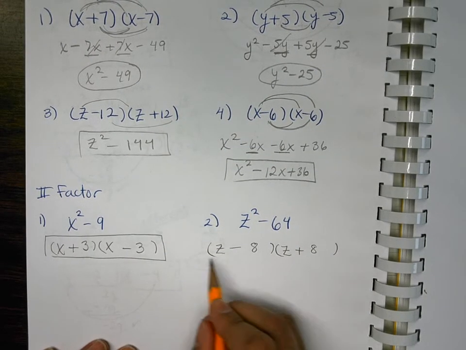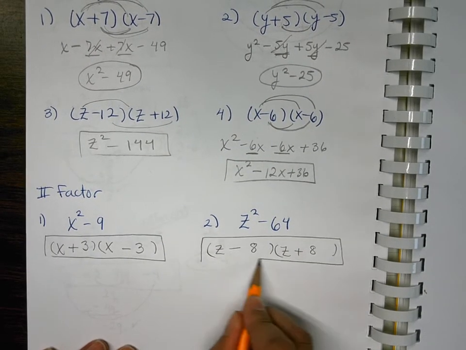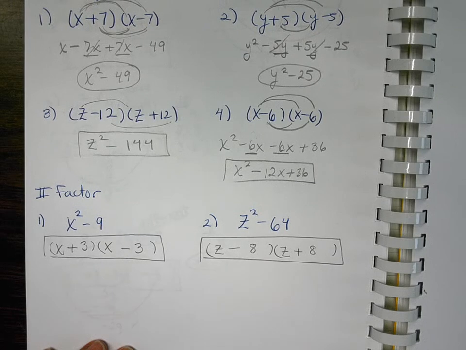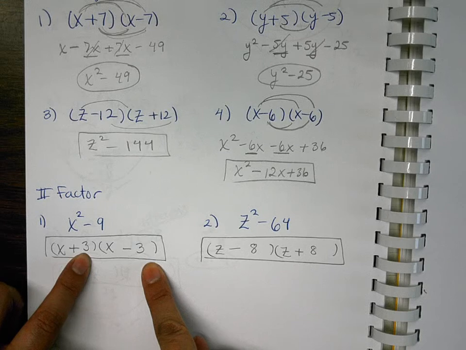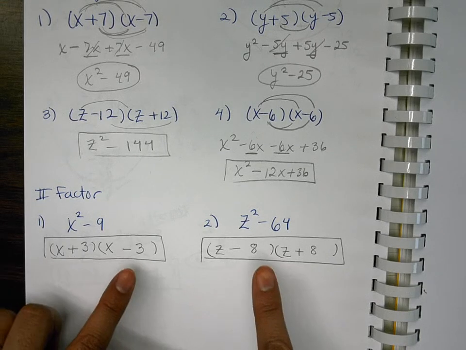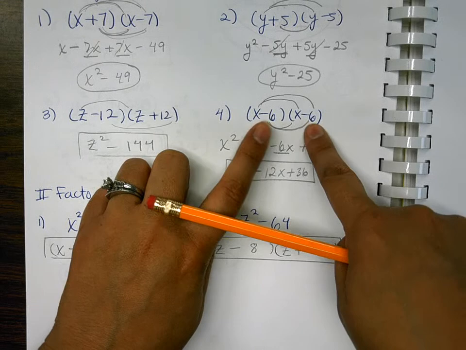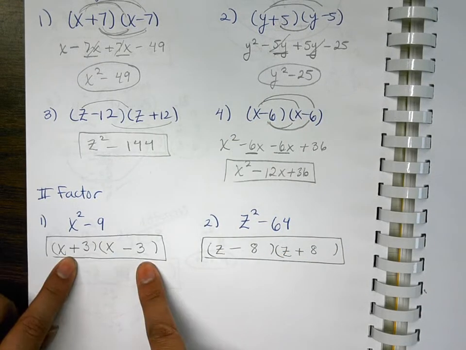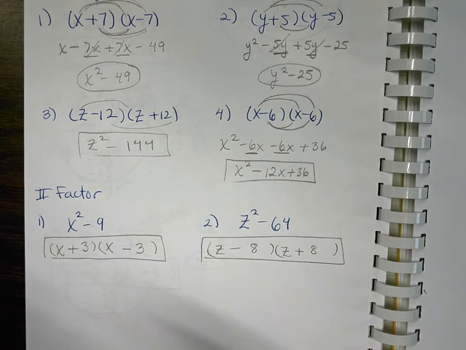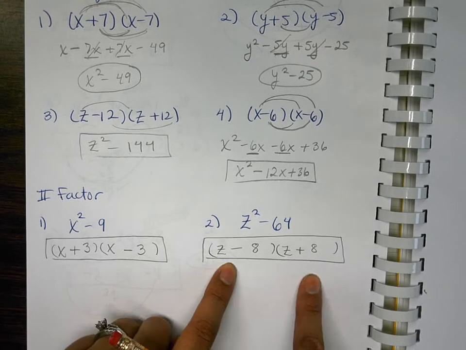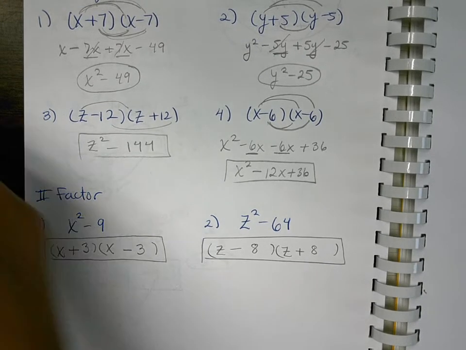Can I write these as quantity squared? Wait, no. Why can't I write these as quantity squared? They're not the same. So like this one over here, could I write this as x minus 6 quantity squared? Because it's exactly the same. If it's plus 3, minus 3, can I write it once with the squared? No. This is the answer, or this is the answer. Minus plus, plus minus does not matter.